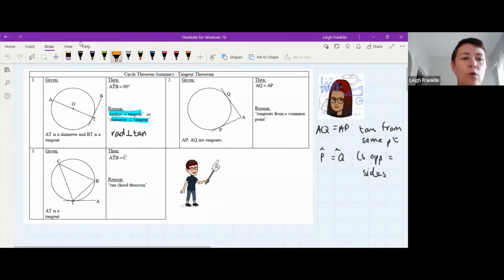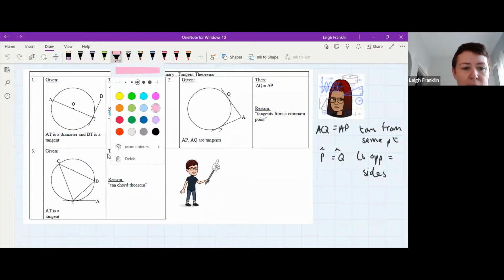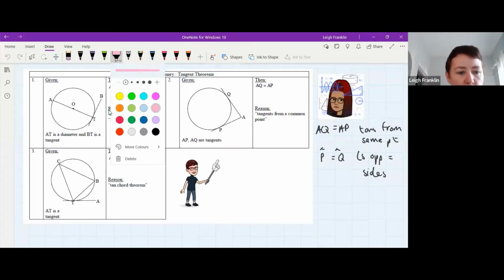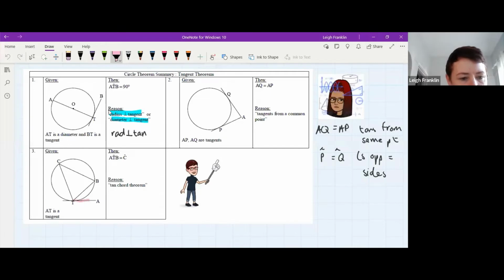The tan chord theorem is one of those that I think trips a lot of people up. When we talk about the angle between the tangent and the chord, we are talking about this angle over here. Here is the tangent, TA, and there is the chord. The angle between the tangent and the chord, which I have colored in pink, is equal to the angle in the alternate segment.